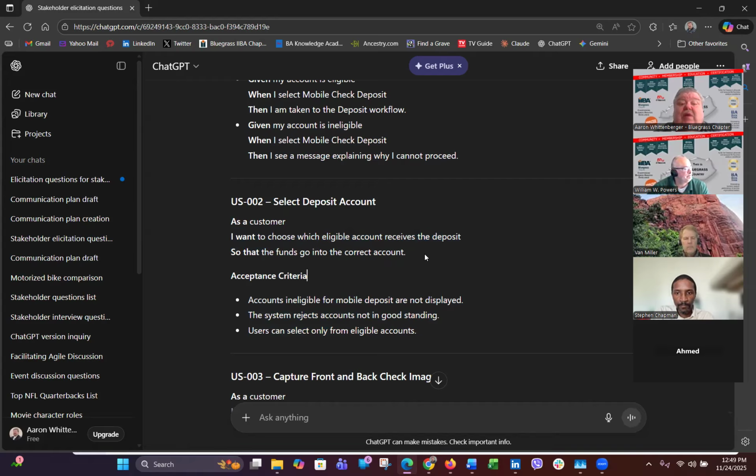If I am eligible, how should it act? So again, here's business analysis expertise coming into play, saying I need a positive test. Those three are negatives. I need a positive test that says I am eligible. I can get to the deposit workflow and do a deposit, and it goes into my account. That's the big one. The funds appear. I get my funds.